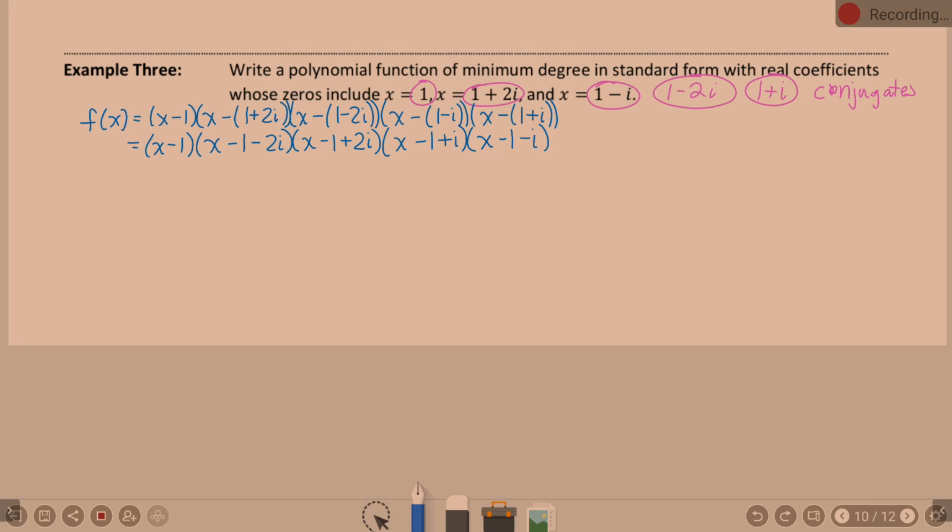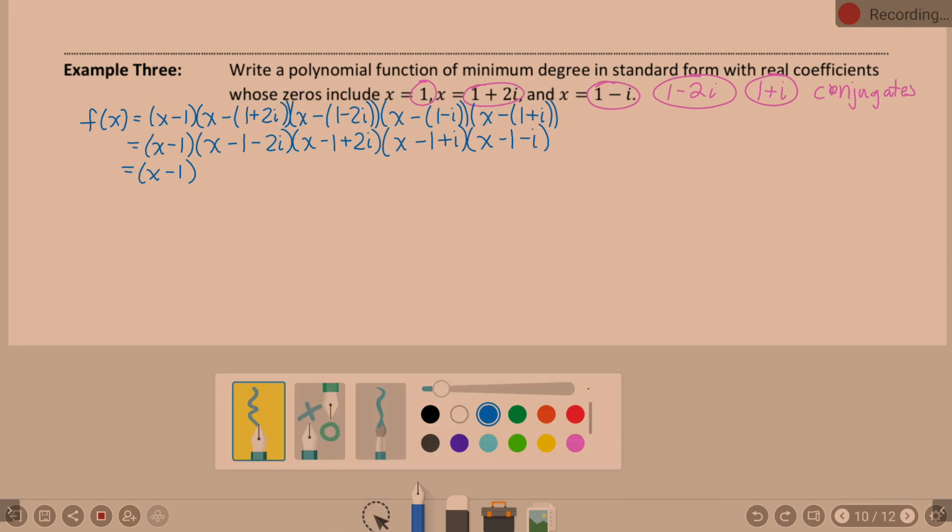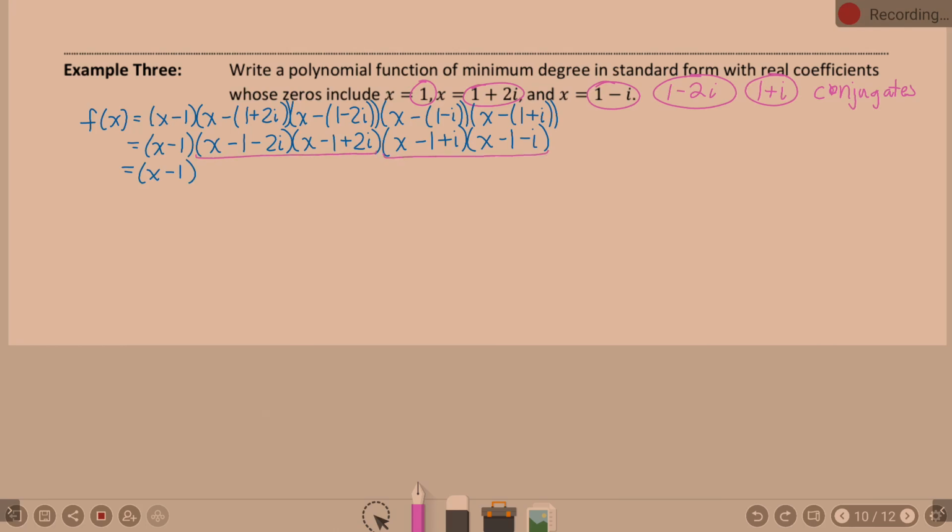Okay. Can you guys guess how I'm going to multiply these? Conjugates, which means x minus 1 is just hanging out. My recommendation, carry down that x minus 1 so we don't forget it. Okay? It's so easy to overlook. But then work with your conjugates. You just can't forget about x minus 1 at the end.